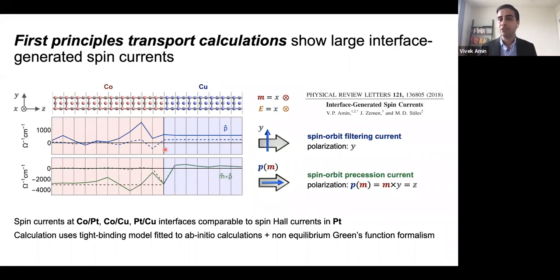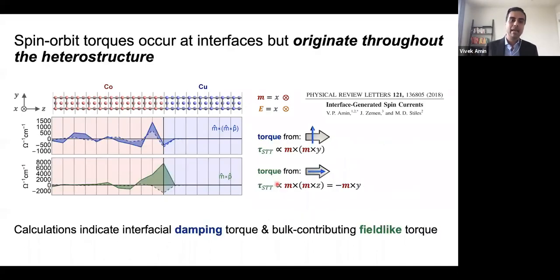Maybe it's a factor of 2, but it's not an order of magnitude difference. However, if you look at the bottom panel, this spin orbit precession mechanism seems to behave very differently whether or not you have spin orbit coupling in the cobalt layer. That results from the fact that there is a spin current where the spin direction is transverse to the magnetization that is allowed by symmetry in the ferromagnet as well, and these calculations are capturing that effect.